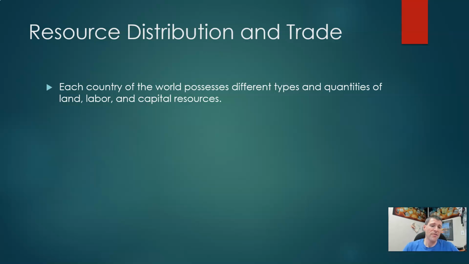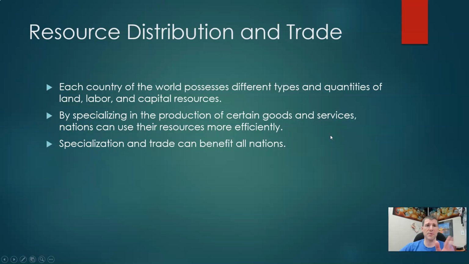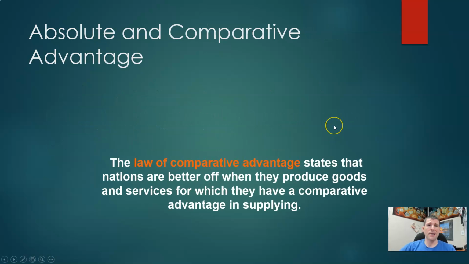And so that means we're going to be better at making some stuff than others. Not necessarily better in the sense of a better quality product, but better in the sense that we have less opportunity cost. We have to give up less of something else in order to make something. Which means we have an efficiency advantage if we have a lower opportunity cost in producing things. And this is what we call specialization in trade.